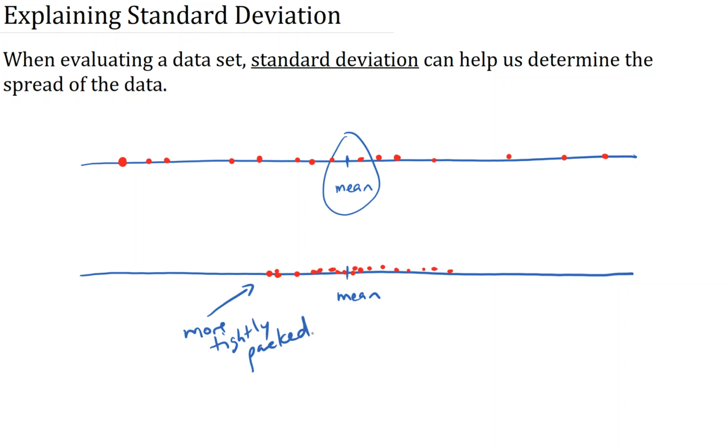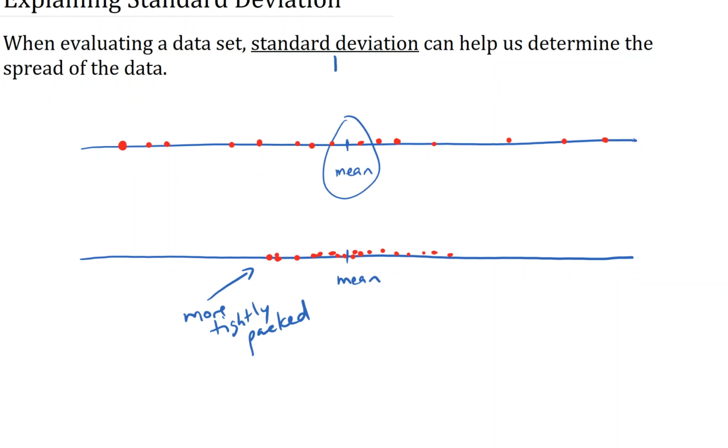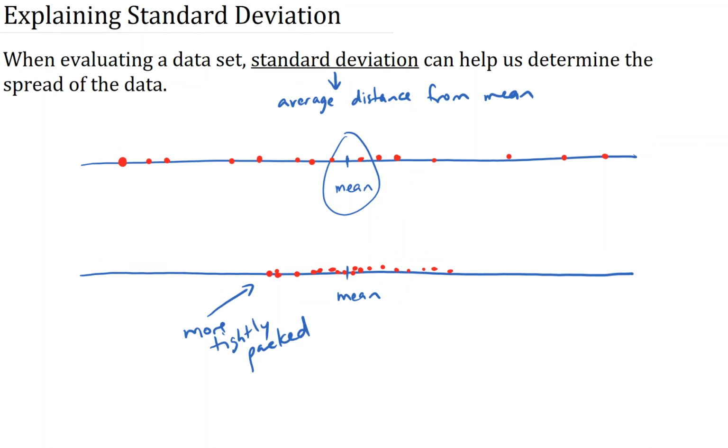Okay, so we can represent this idea with what's called the standard deviation. So standard deviation we will define kind of to be the average distance from the mean. So if we say the standard deviation is 12.5 units, whatever it may be, then that's like saying that on average the data points are 12.5 units from the mean.